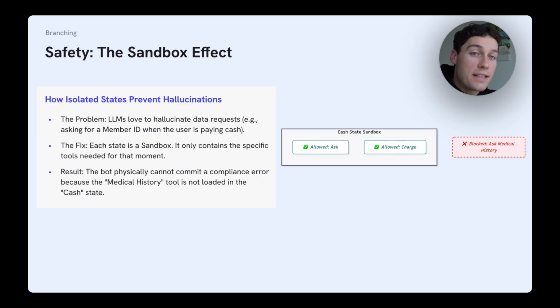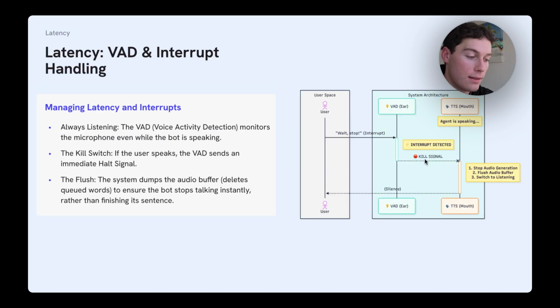This means your bot physically cannot hallucinate, for example, a HIPAA violation, where we are invading the privacy of someone's health information. It can't ask for a member ID because it doesn't have the hands to do it. This is the difference between a bot that might be safe versus a bot that is guaranteed to be safe by design. And finally, now we're going to talk about the pinnacle of voice AI, which is latency.